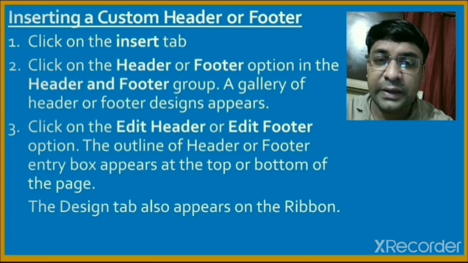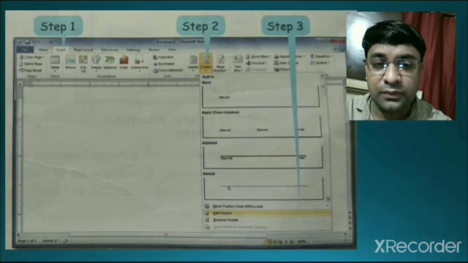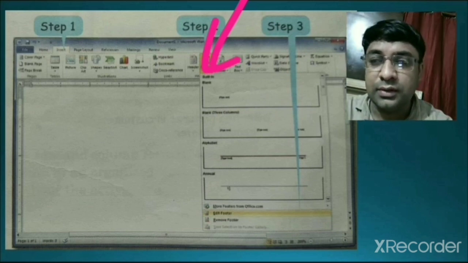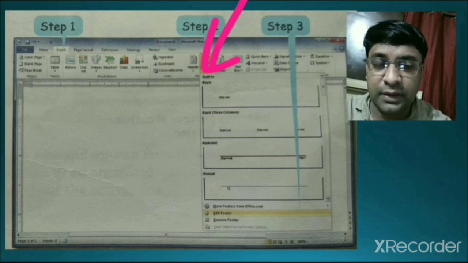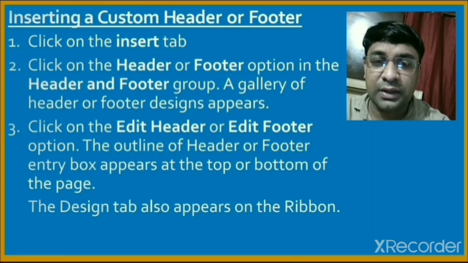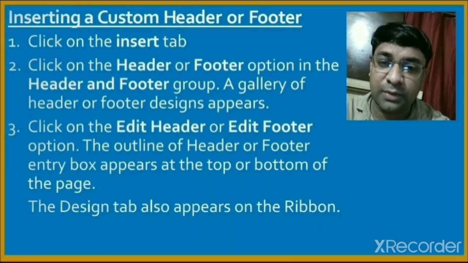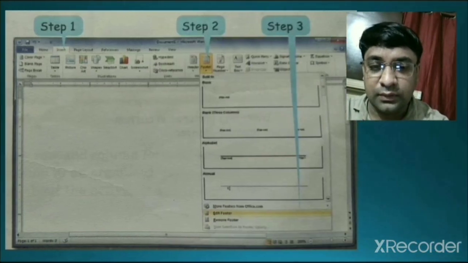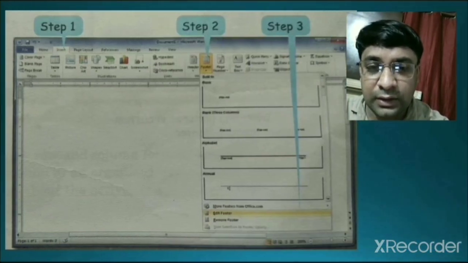Second step is click on the header or footer option. In the header and footer group, a gallery of header or footer designs appears. Then the options get displayed. Third step is click on the Edit Header or Edit Footer option. The outline of the header or footer entry box appears at the top or bottom of the page. The Design tab also appears on the ribbon. So click on Edit Header or Footer.